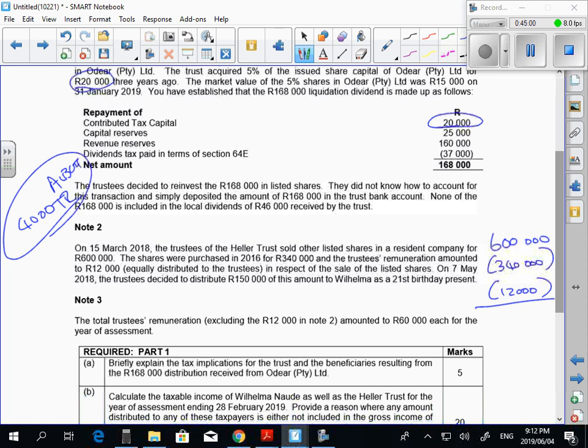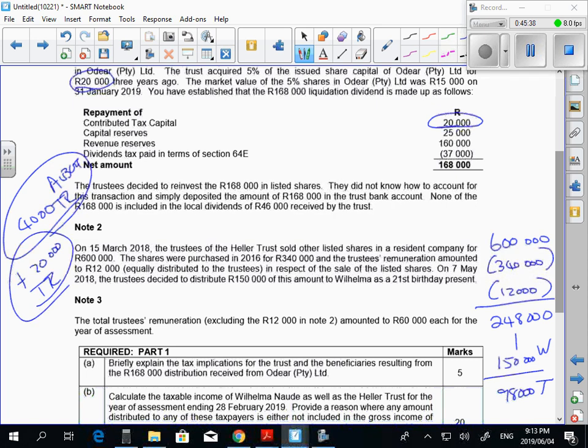So the total amount is 260, 248. Is that all right? And how much has been given to Wilhelmina? 150 goes to Wilhelmina, and that leaves you with 98 for the trust. Guys, comfortable with it? The total trustees' remuneration, excluding the 12,000, amounted to 60. So there's plus another 20,000 trustees' remuneration for Albert, because you're going to have to do Albert stuff. Are you guys comfortable with that?